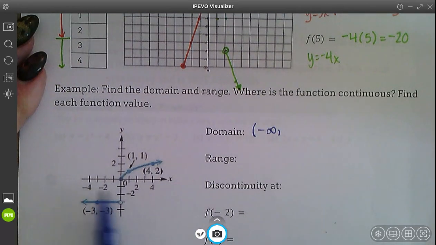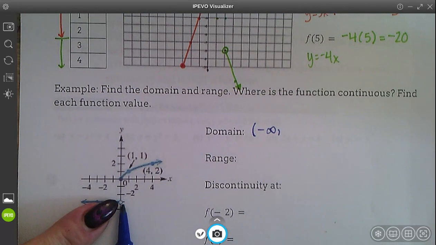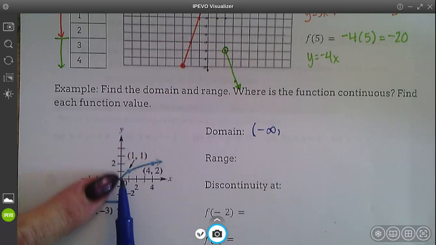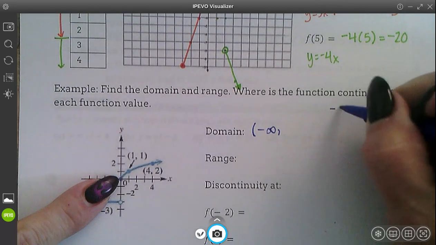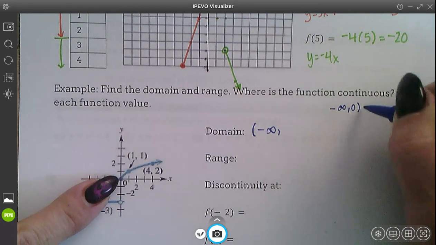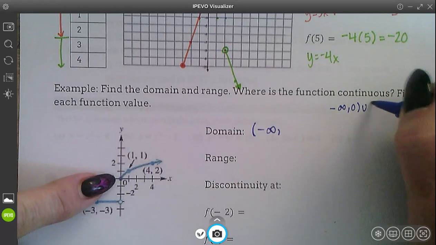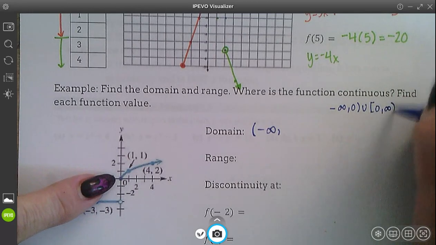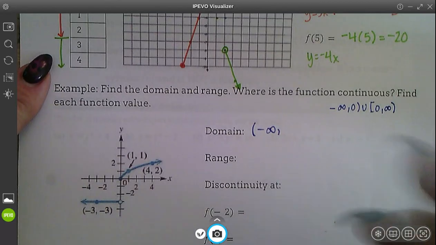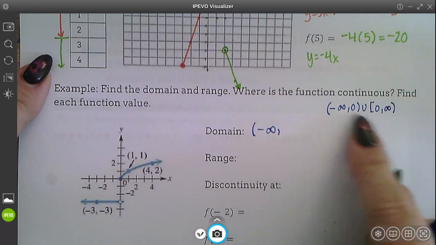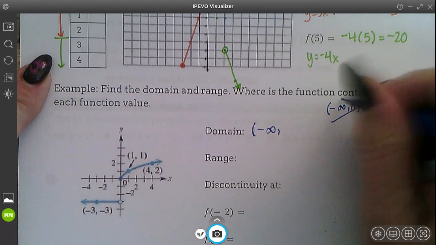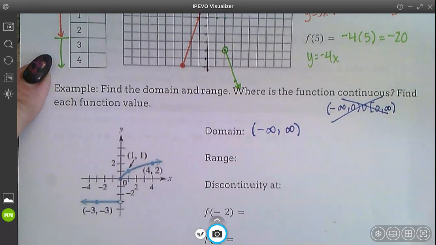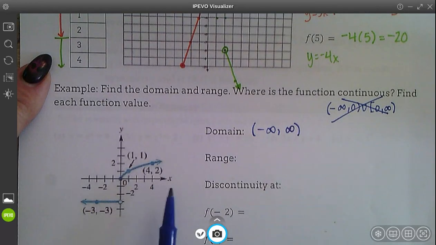Then when I get over to 0, it looks like I have a missing value, but notice that there's also a closed circle at 0. So technically, does it go negative infinity to 0 and then start back up with a closed at 0 and go to infinity? Technically, we could write it like that, but because there is that overlap at 0, we wouldn't write it that way. We would write it negative infinity to infinity because there are no x values that are skipped over or left out.